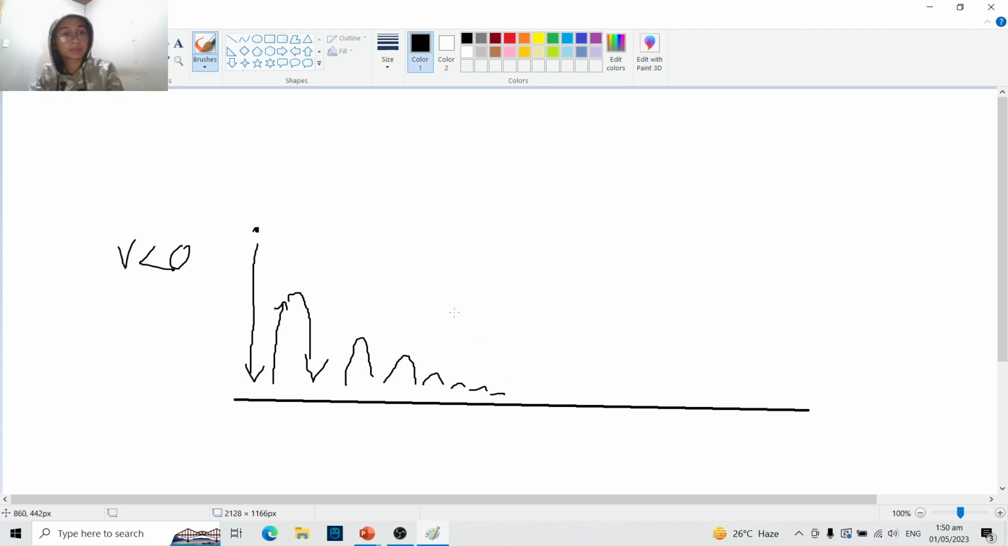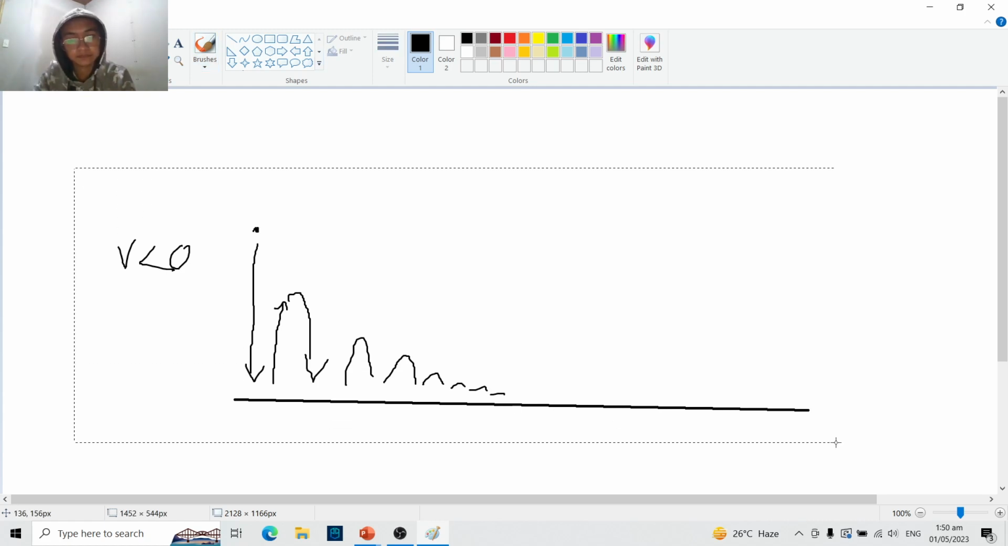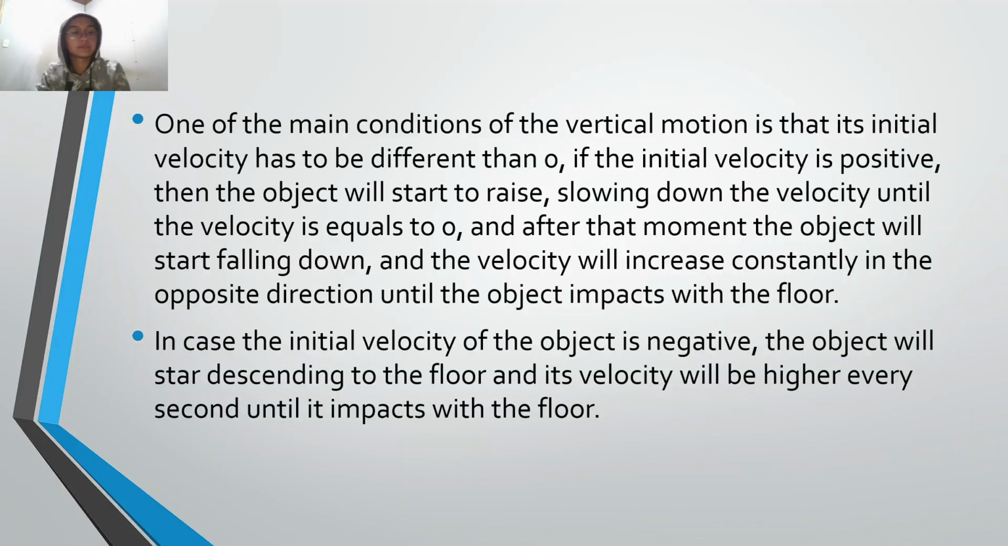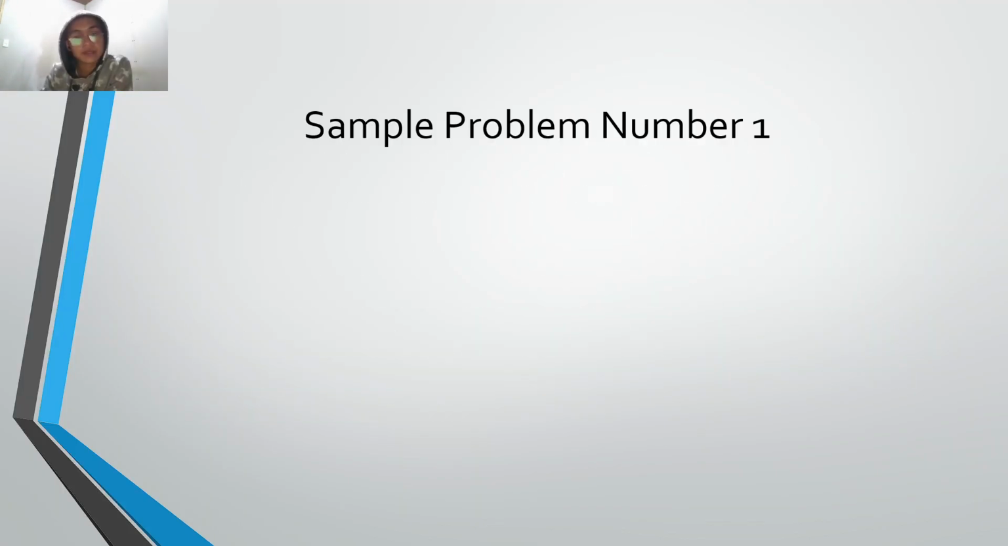Parang bula, di ba, pag maghulog ang bula, pak pak pak pak pak. So sa mga later part, mo-increase ang velocity sa imong gihulog na bula, only if ang velocity is negative. But of course, dili ko maghatag og problem na negative ang initial velocity. So okay, let's start.